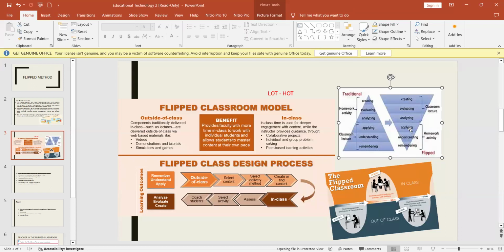Teacher is unnecessary there. So you get the students to do lower order thinking activities, remembering, understanding, and applying, at home before coming to class. So out of class activities happen before coming to class. And then when they come to class, you call it in class. The lower order work is done by the students on their own, and they come to class to do higher order thinking activities.